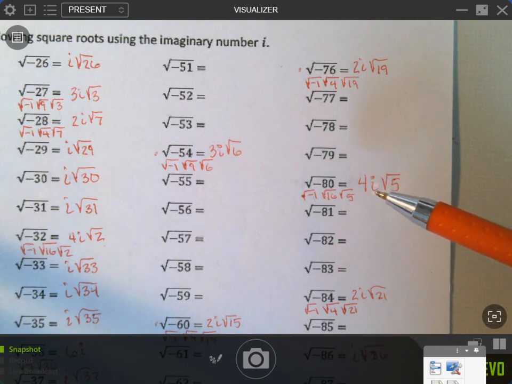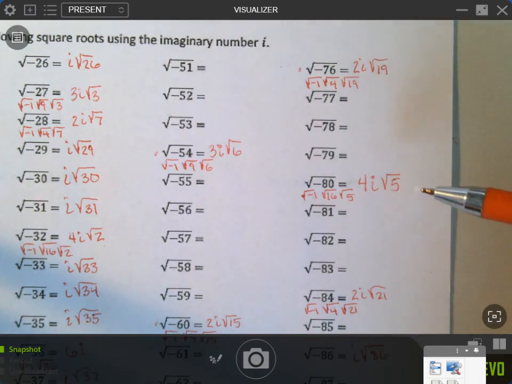And if you weren't here yesterday, we treat i just like we treat a variable like x. The reason we don't put i after the square root is because it looks like it's in it. i is the square root of -1, so it's not part of the square root anymore.